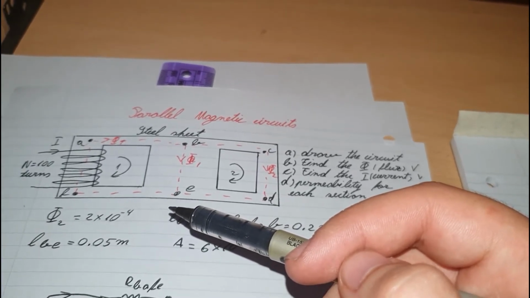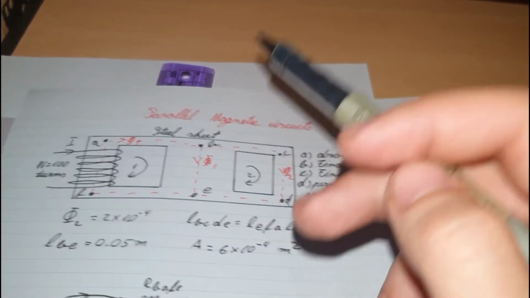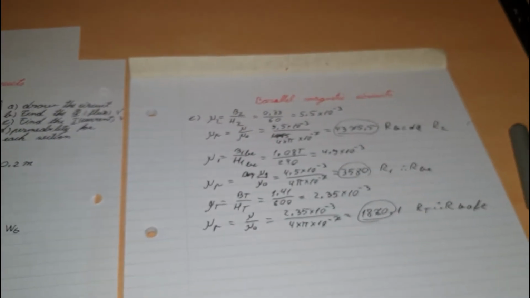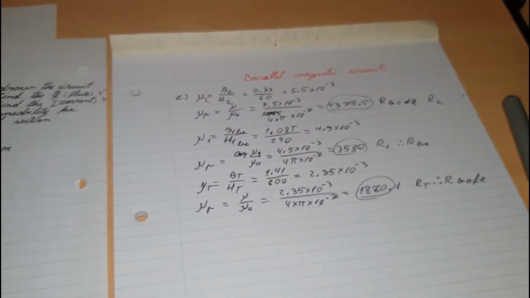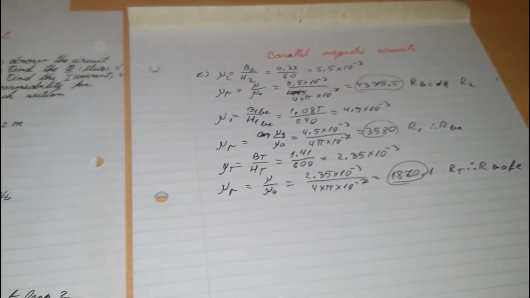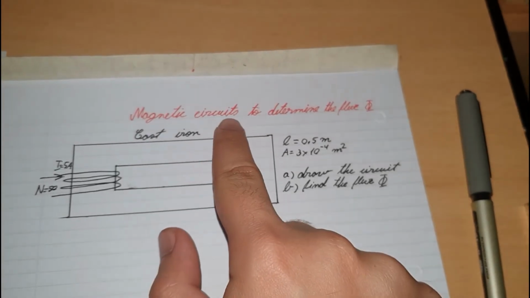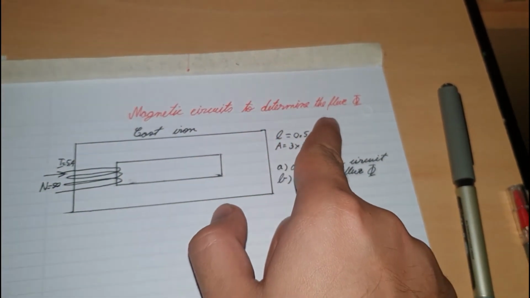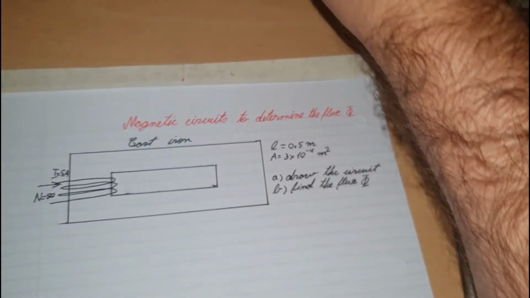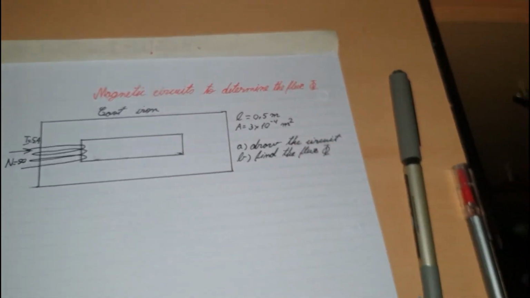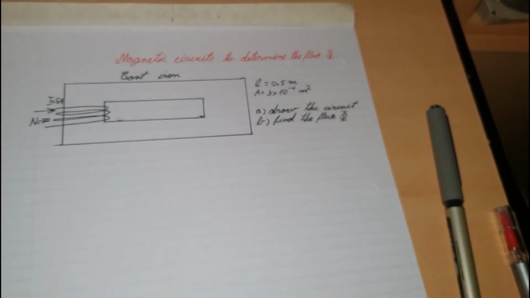It will be about calculating flux while knowing the current. So I will see you after this pause here. Alright, and welcome to the last one, which will be magnetic circuits to determine the flux. And this one is really easy, really short, so don't worry about it, the video will end soon.